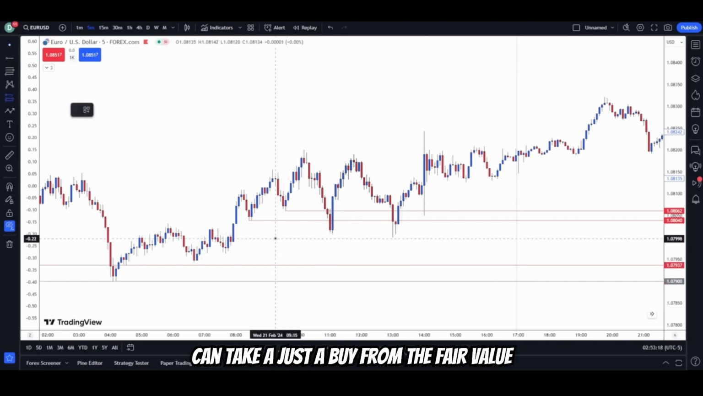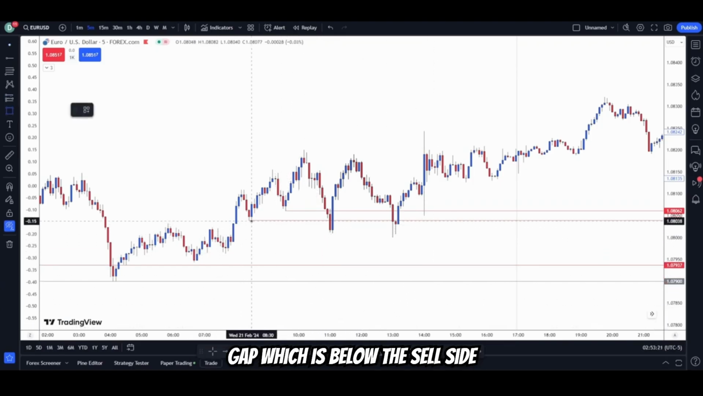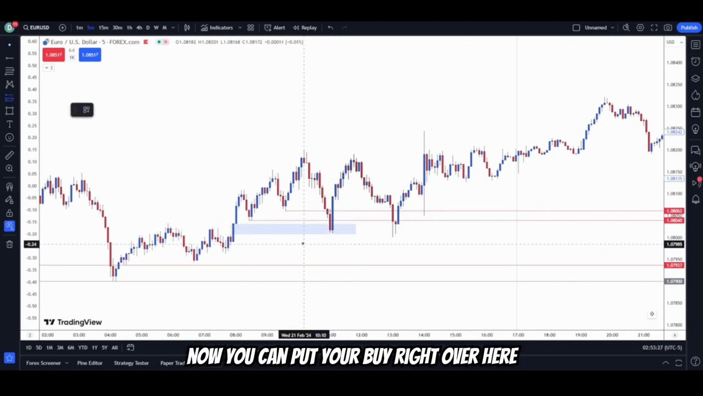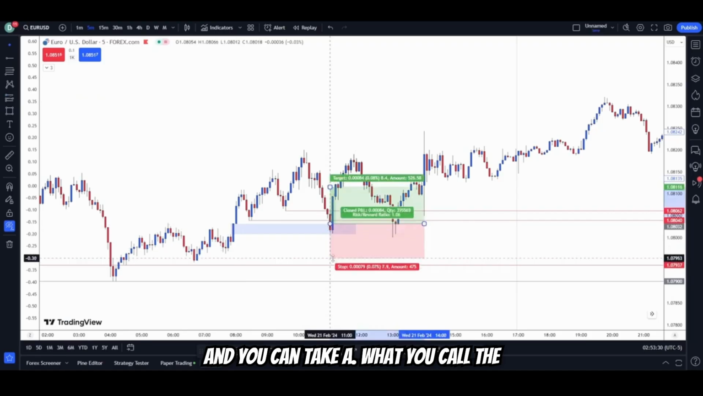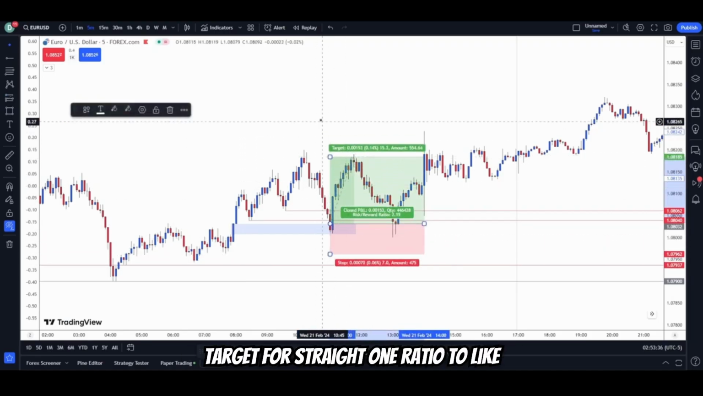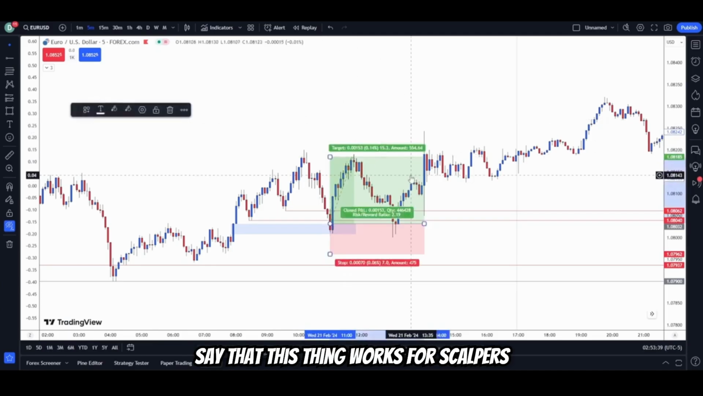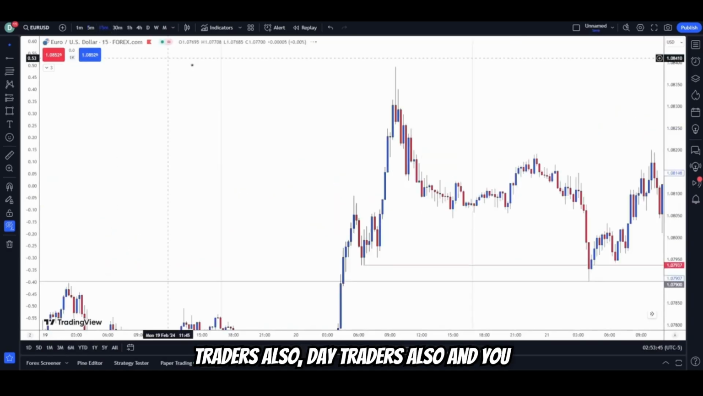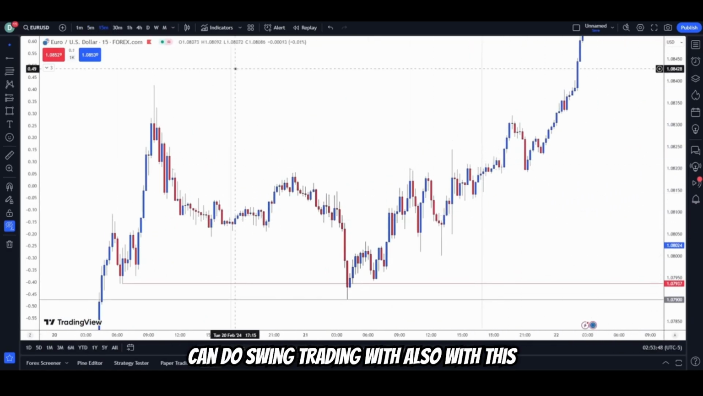So you can just take a buy from the fair value gap, which is below the sell side liquidity like this, okay? And now you can put your buy right over here and take a 7 pip stop loss or so, and you can target a straight 1:2 like this. The thing I'm trying to say is that this works for scalpers also, for short-term traders, day traders also, and you can do swing trading with this.